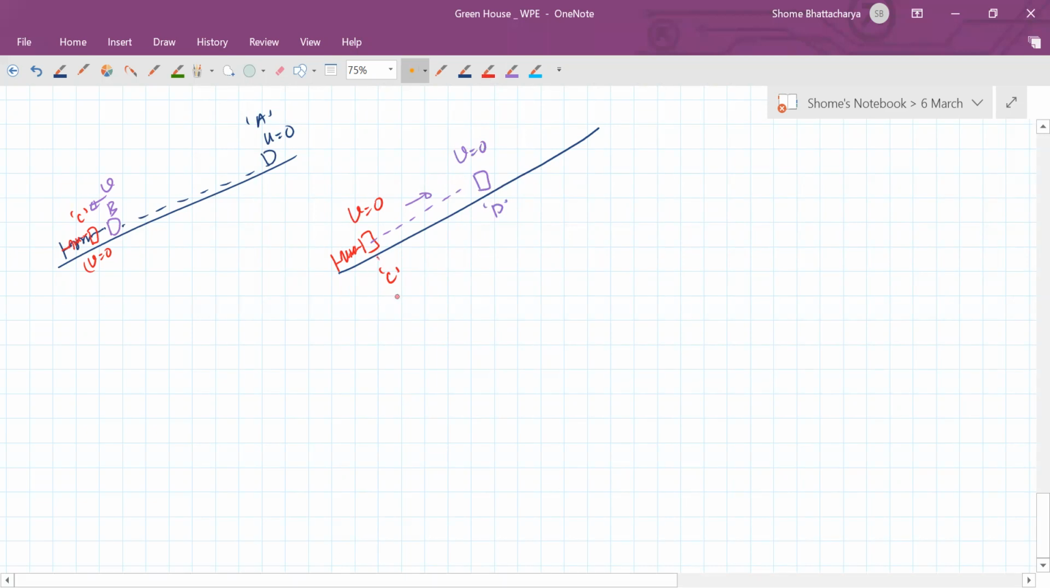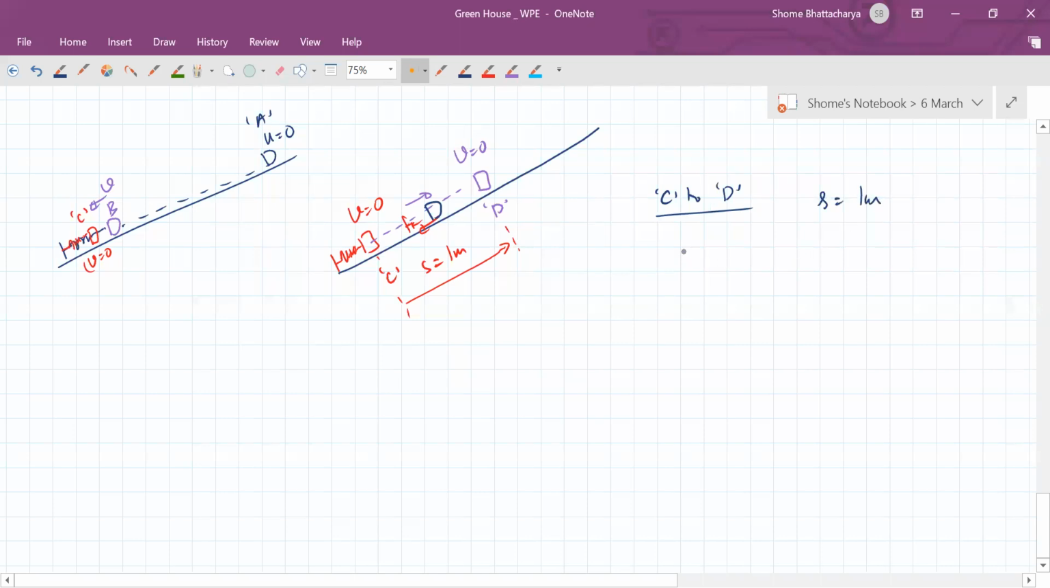So the distance between these two positions, this is 1 meter. And while going up in this direction, again you can see kinetic friction is acting like this. Okay. So C to D, the displacement of the block is 1 meter.